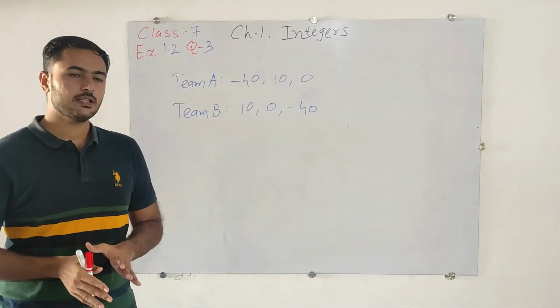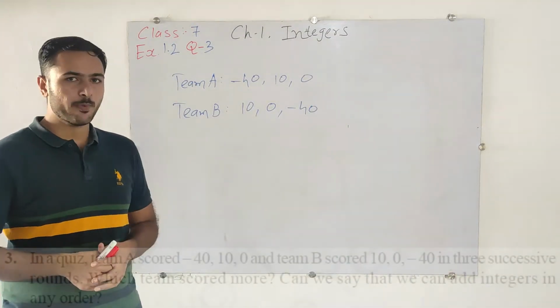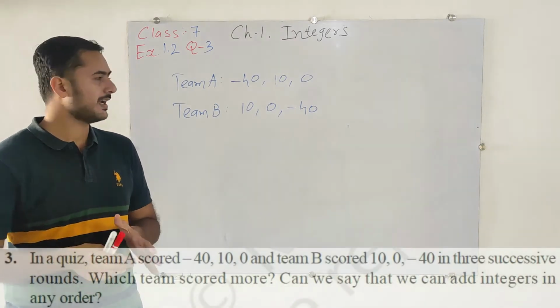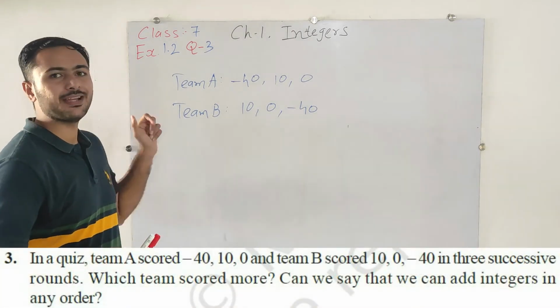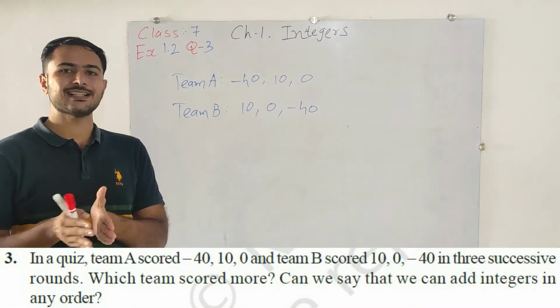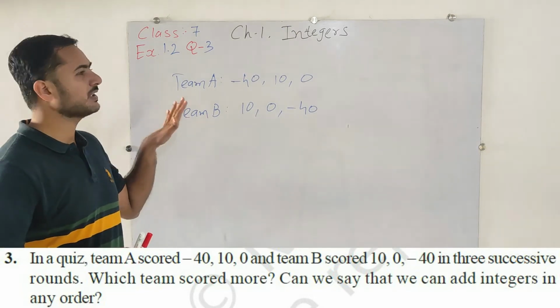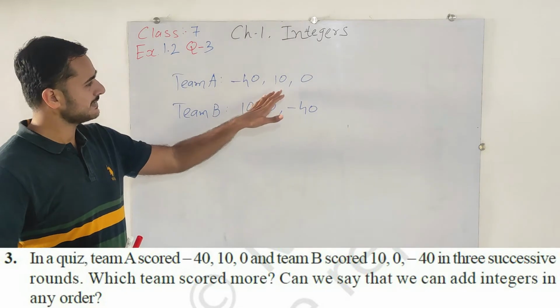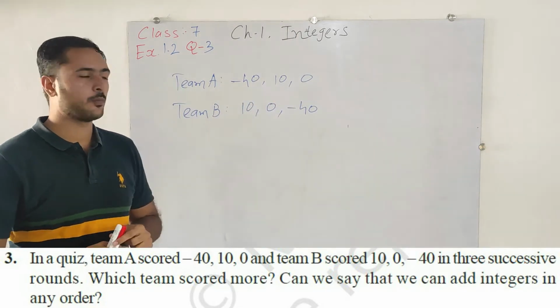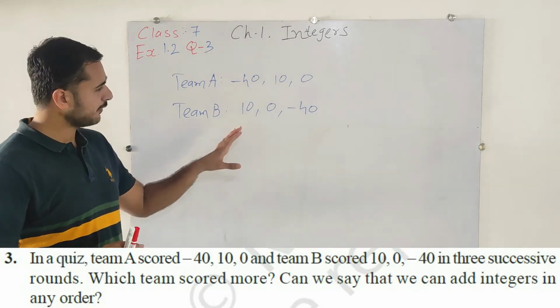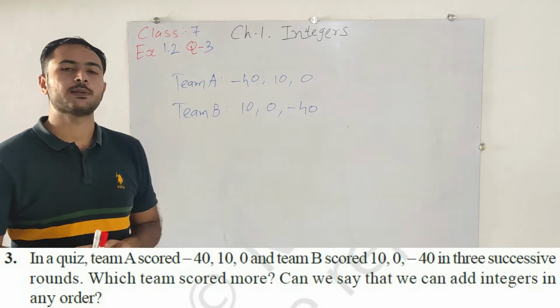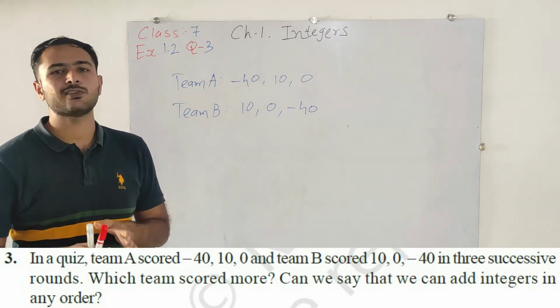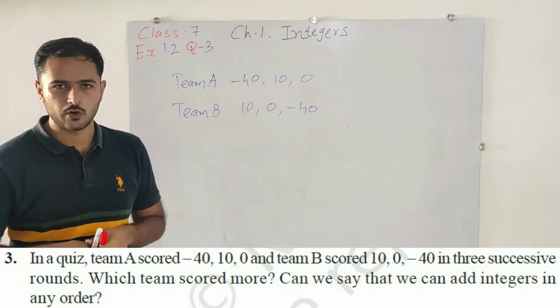Now question number 3. One quiz competition was organized, and there were a total of 2 teams, team A and team B. From 3 successive rounds, we have the scores for team A and team B. Team A scored in the first round minus 40, second 10, and third 0. Then team B scored in the first round 10, then 0 and minus 40. We have to find out which team scored more.